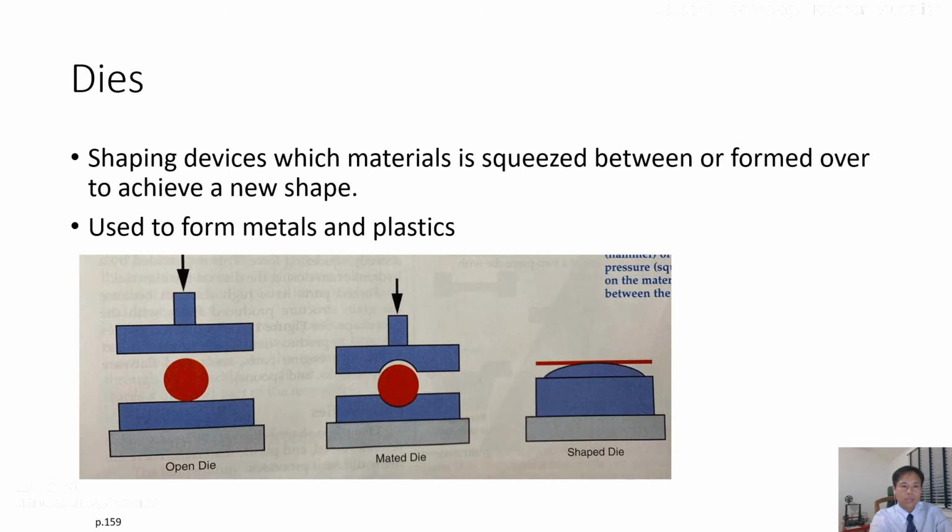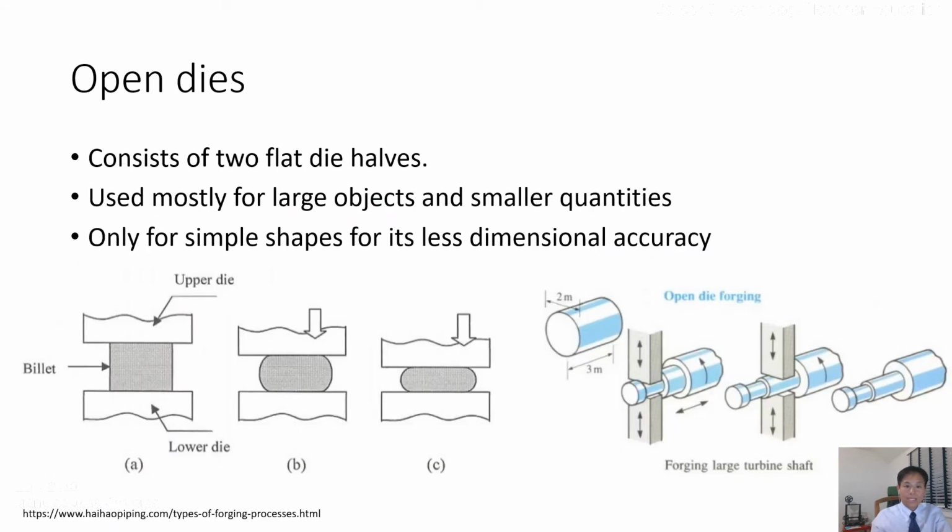So let's look at the details of dies. Dies are shaping devices over which, or between which, material is squeezed or formed to achieve a new shape. In dies, there are three types: first open die, then mated die, and shaped die. There are three major types of dies. So the first one is open dies.